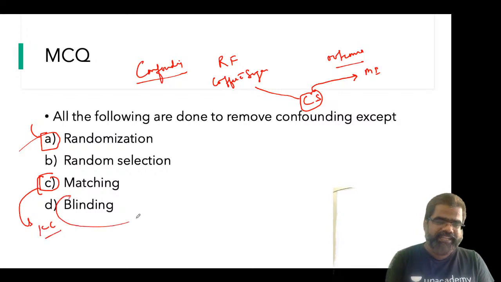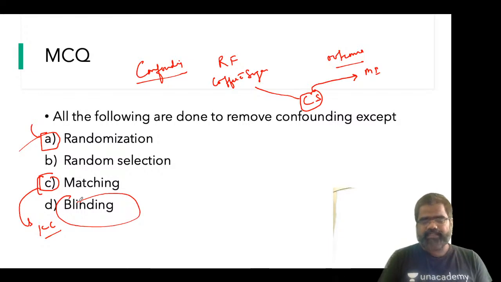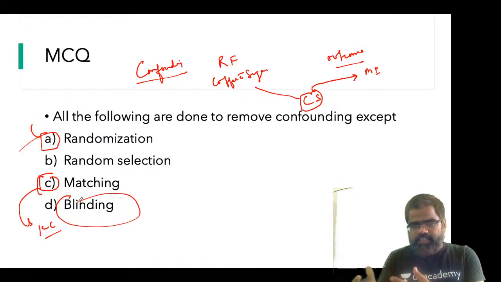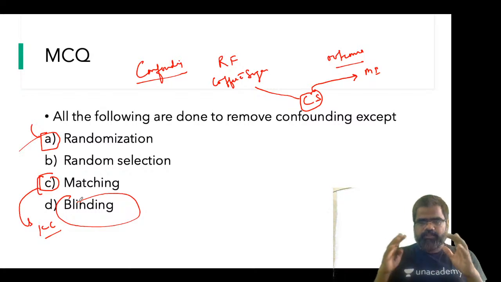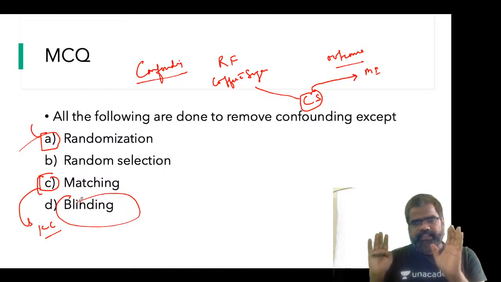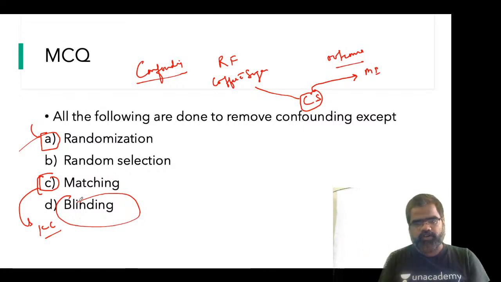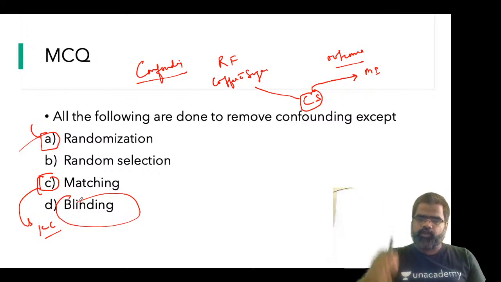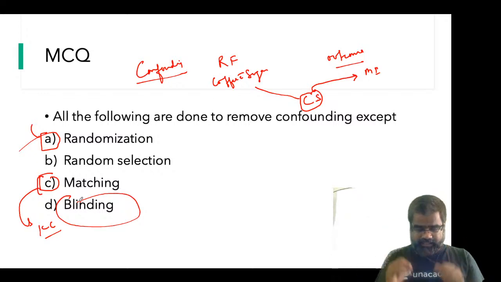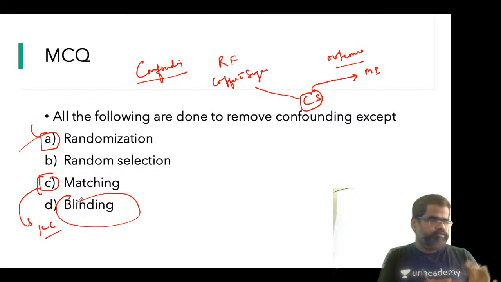Now come to blinding. The participant is blind, so the participant doesn't know whether he is going to the study group or control group. So that is single blind. The investigator is also blind. I am the investigator, I am also blind, he is also blind. So this is an example of double blind. I also don't know what intervention I am giving to which group, so that I should not be biased. Or then there is triple blinding, where the analyzer, the statistician, is also blind.